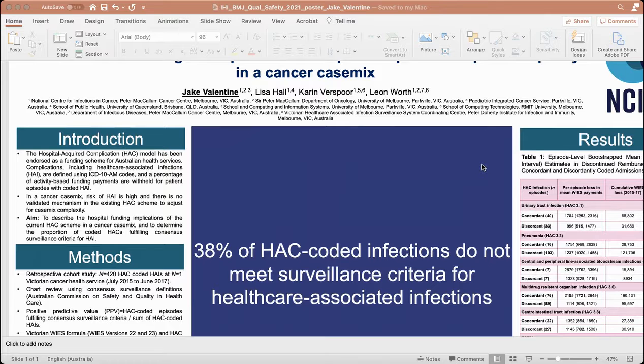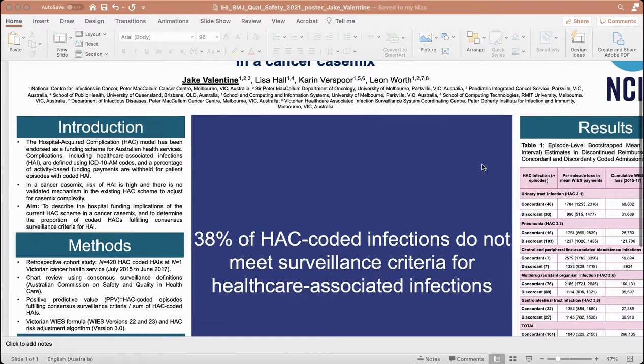To give some context to this piece of work, the Hospital-Acquired Complication, or HAC, model has been endorsed as a funding scheme for Australian health services, and complications, including healthcare-associated infections, which will be the focus of this presentation, are defined using ICD-10 AM codes. The policy works by withholding a percentage of activity-based funding payments for patient episodes with a coded infection, to act as a financial disincentive to incentivize patient safety and quality improvement. In a cancer case mix, the risk of infection is quite high compared to non-cancer populations, and there is no validated mechanism in the existing HAC framework with which to adjust for that complexity.